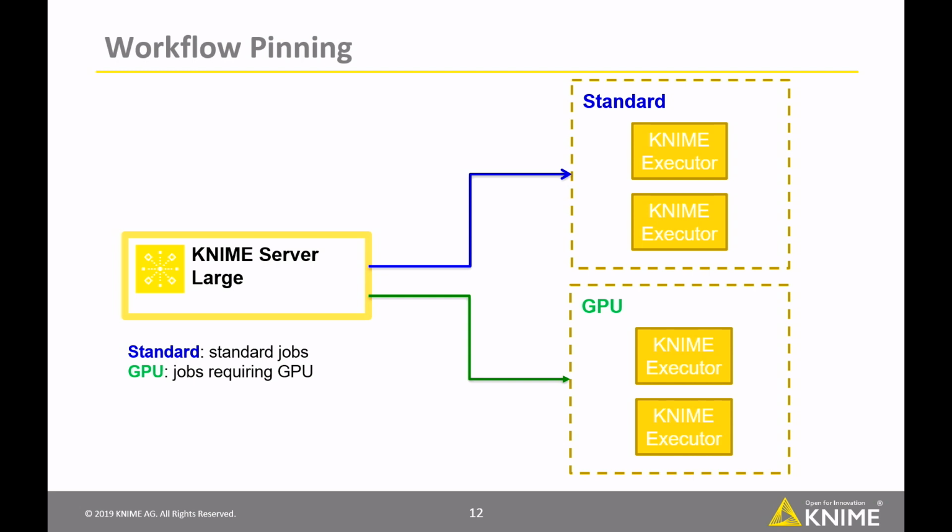So for example, I have a deep learning job I want to run. I want to use GPUs because it will run much faster. So then I'll label that job with GPU. And then the server will make sure that it gets routed to a distributed executor that has GPU capabilities. Right? And those labels are totally made up. You can make them whatever you want them to be.